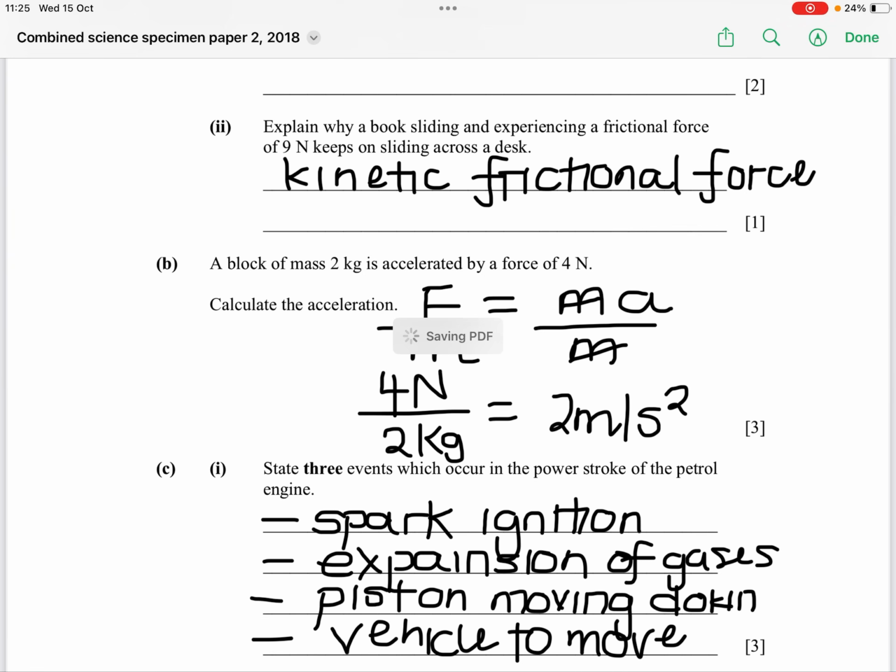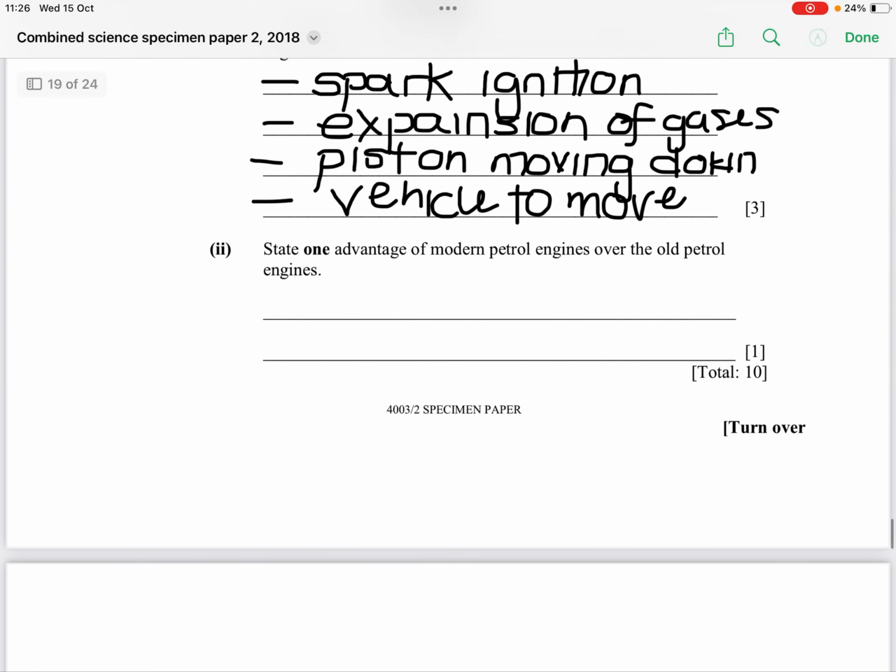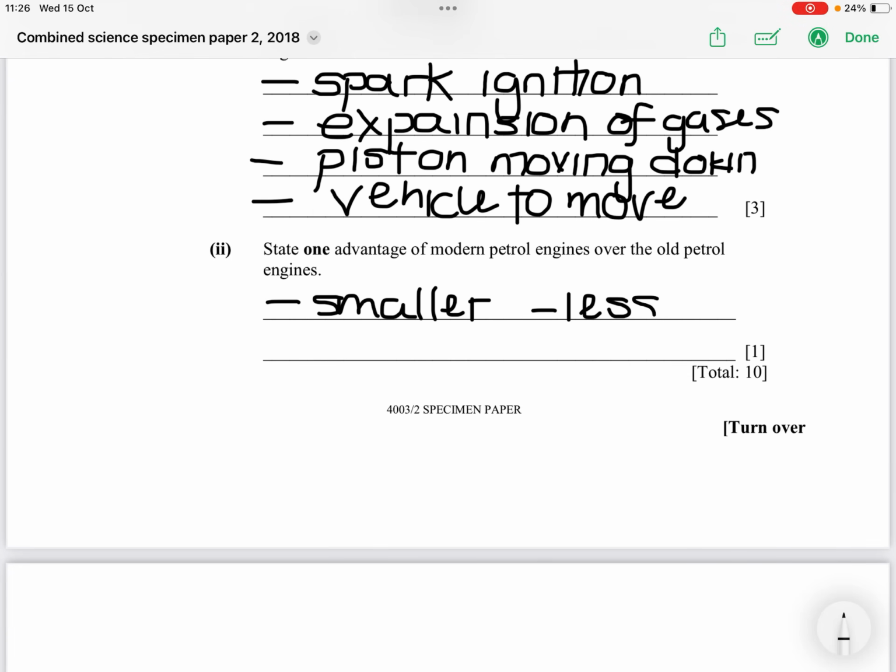And then on part 2, state 1 advantage of modern petrol engines over the old petrol engines, right? That is where we are going to talk about the modern petrol engine. They are smaller, they release less noise. They are more powerful.